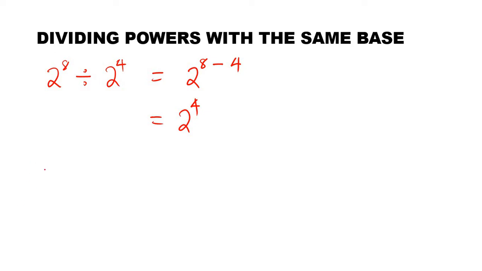So I believe you can do this one now. 3 raised to the power 5 divided by 3 raised to the power 2. Alright, I know you know it now. So it's just take the base, which is 3, and subtract the powers. And you will have 3 raised to the power 3. Is that clear? So go to the next.